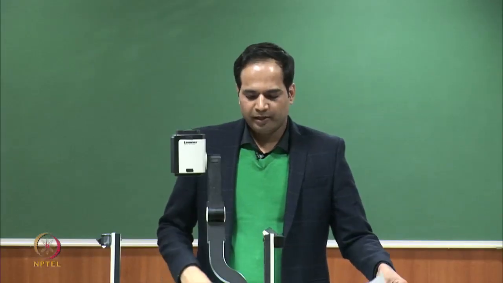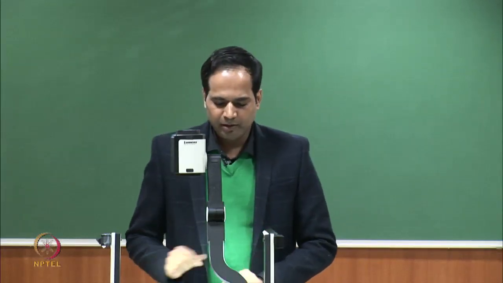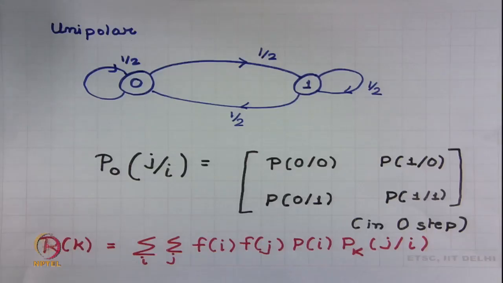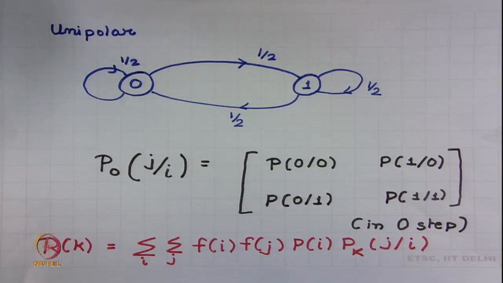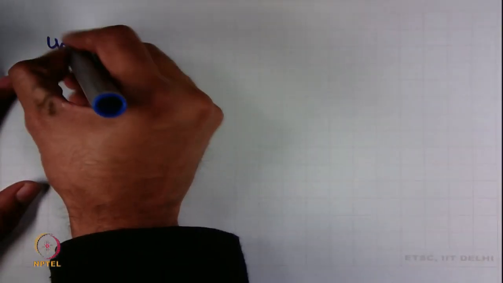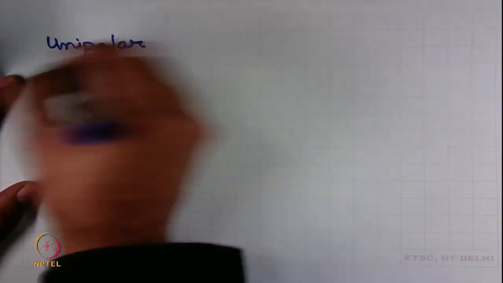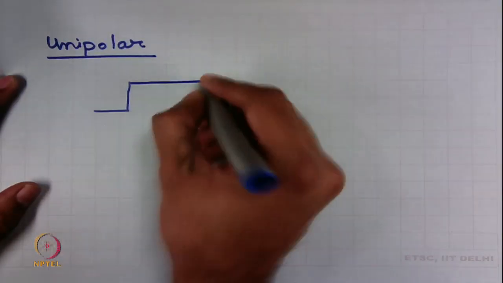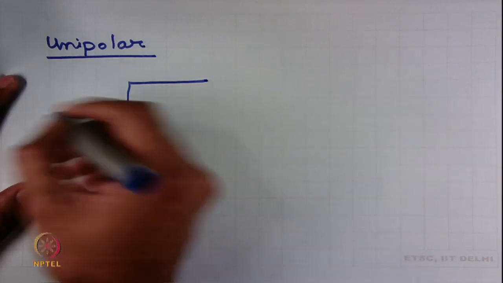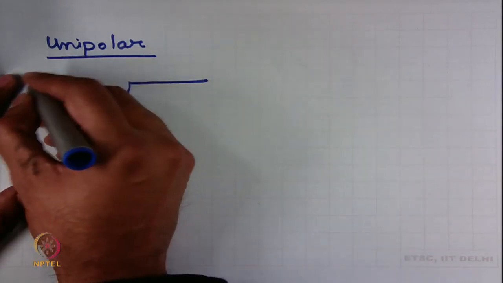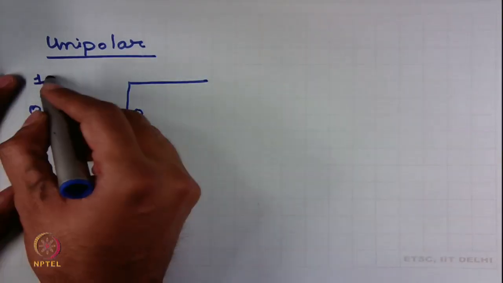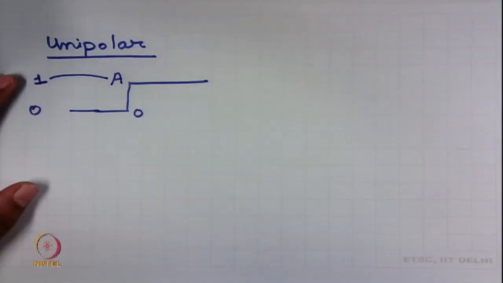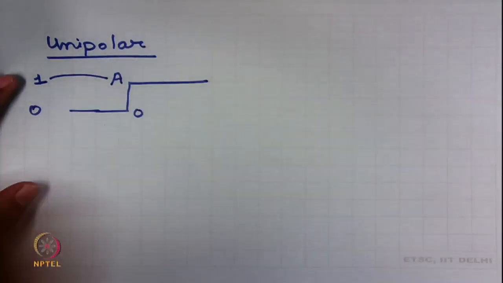So, let us try to understand this Markov chain through some examples, and we will do two examples. The first example we will start with is the unipolar signaling mechanism. So, let me revise what we said for the unipolar mechanism: we have two states, the 0 state and the 1 state. 0 is mapped to, let us say, 0 volts and 1 is mapped to a voltage A. Okay. So, unipolar, we have two states.